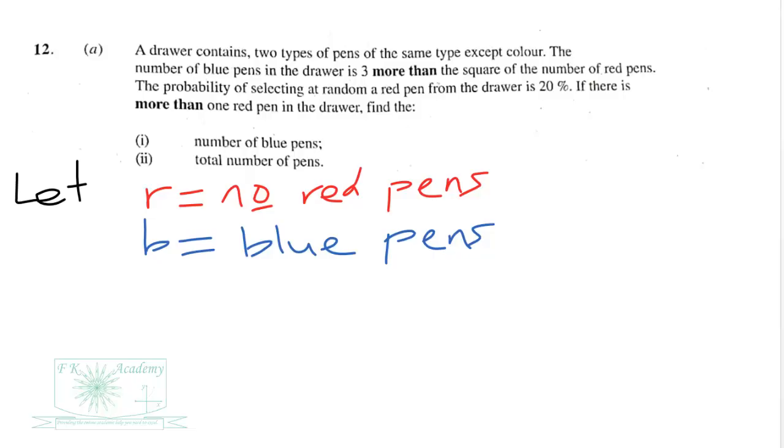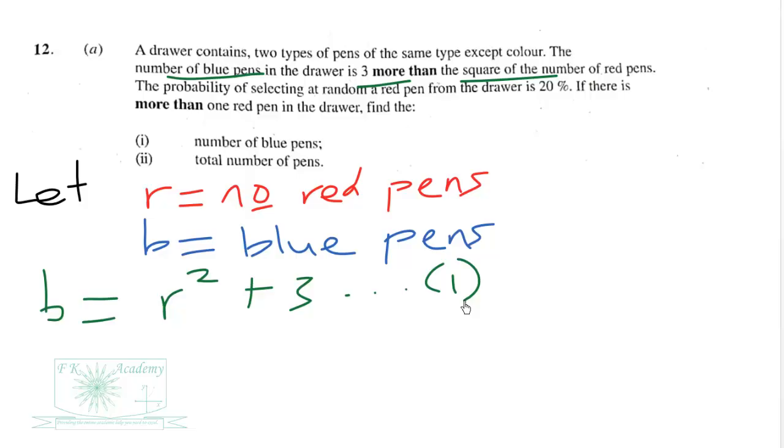So we will let R be the number of red pens and B be the number of blue pens. So we're told that the number of blue pens, which is B, is equal to 3 more than the square of red pens. So R squared plus 3. We can call this our first equation. Then we're also given that the probability of selecting at random a red pen is 20%, which is 20 over 100.